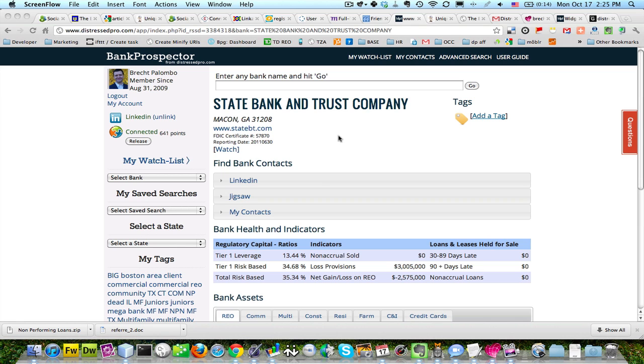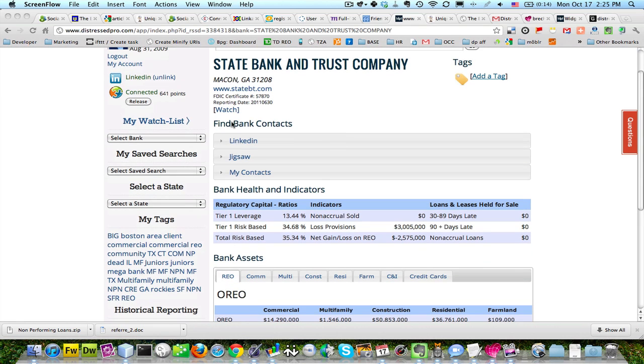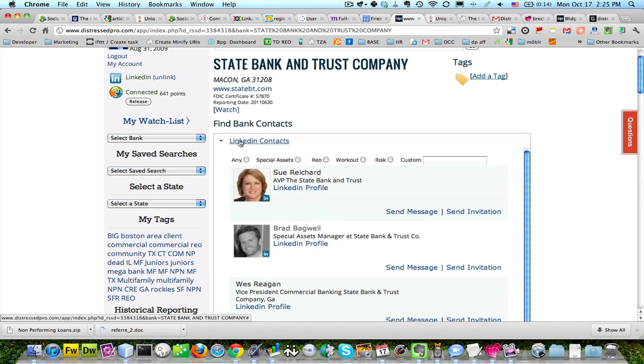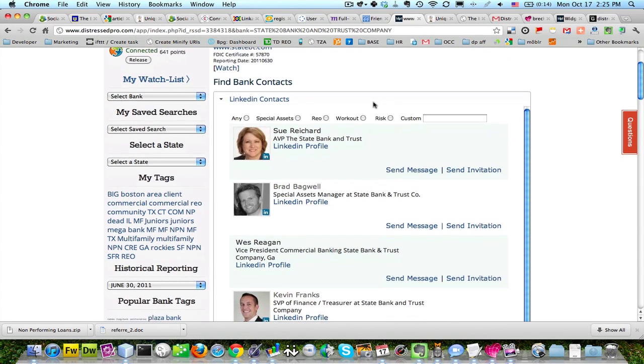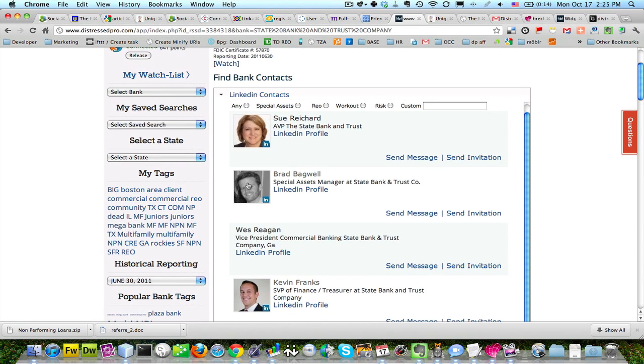So we have a couple of plugins here. Okay, first, if we want to find bank contacts, we've got a LinkedIn and a Jigsaw plugin. You just click this. It's going to load. You can see it's super fast now. Here's a special assets manager. It comes up right away.